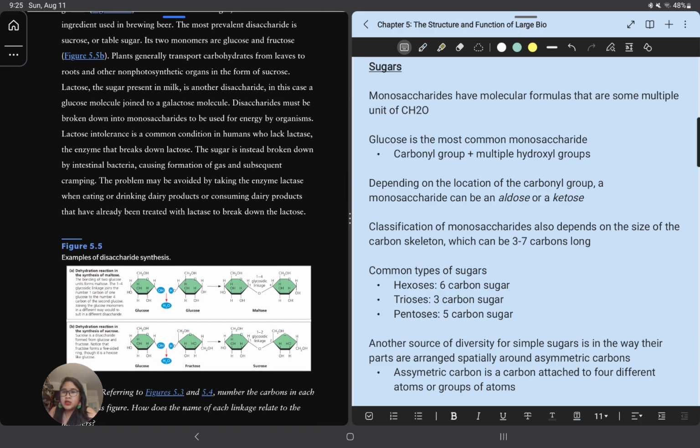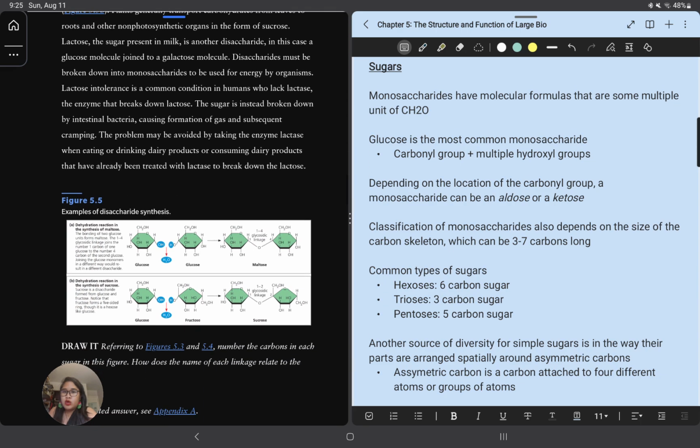Lactose intolerance is a common condition in humans who lack lactase, the enzyme that breaks down lactose. The sugar is instead broken down by intestinal bacteria, causing the formation of gas and subsequent cramping. The problem may be avoided by taking the enzyme lactase when eating or drinking dairy products, or consuming dairy products that have already been treated with lactase to break down the lactose.